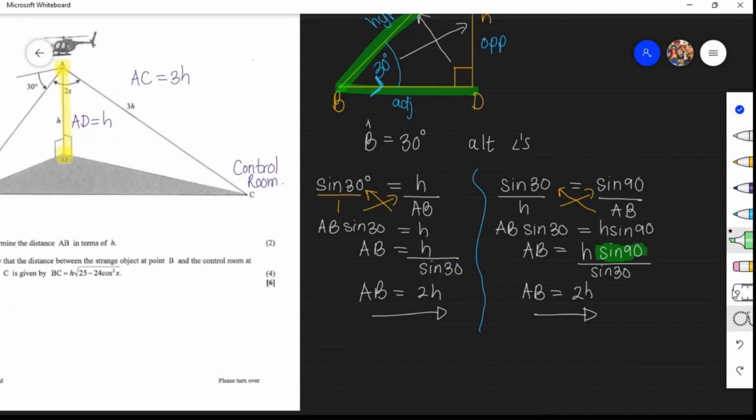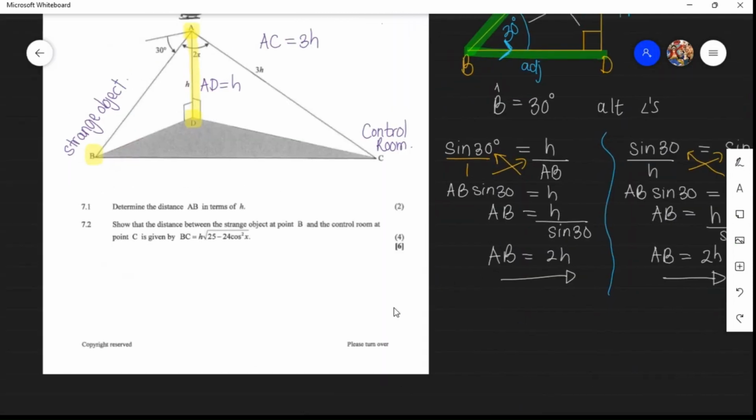Let us now have a look at our next question, question 7.2. So our next question is question 7.2. Show that the distance between the strange object and point B.